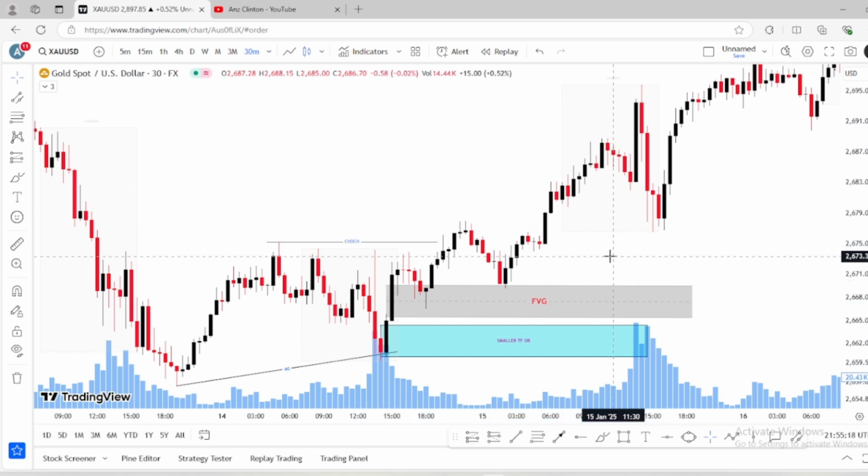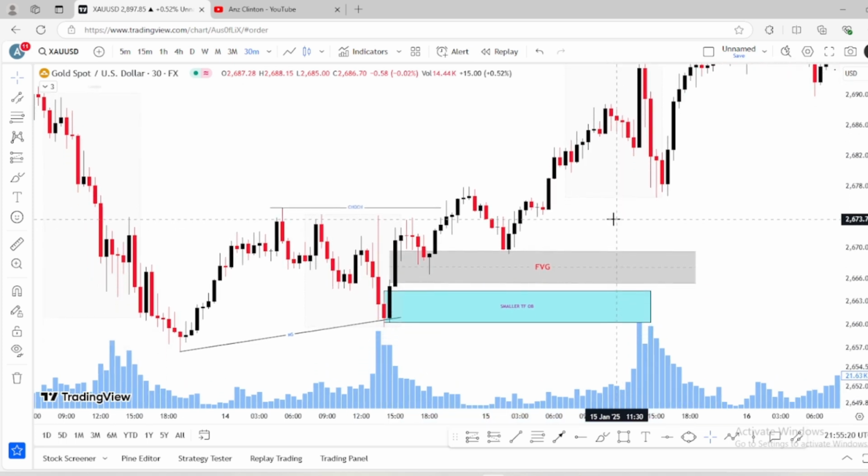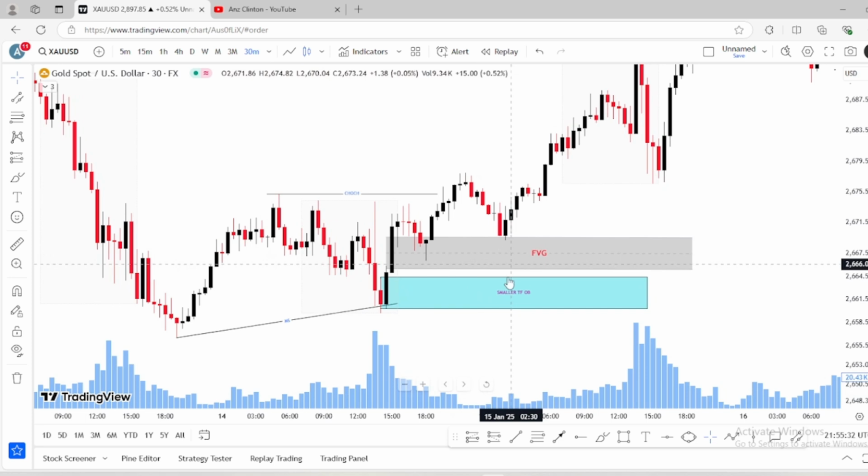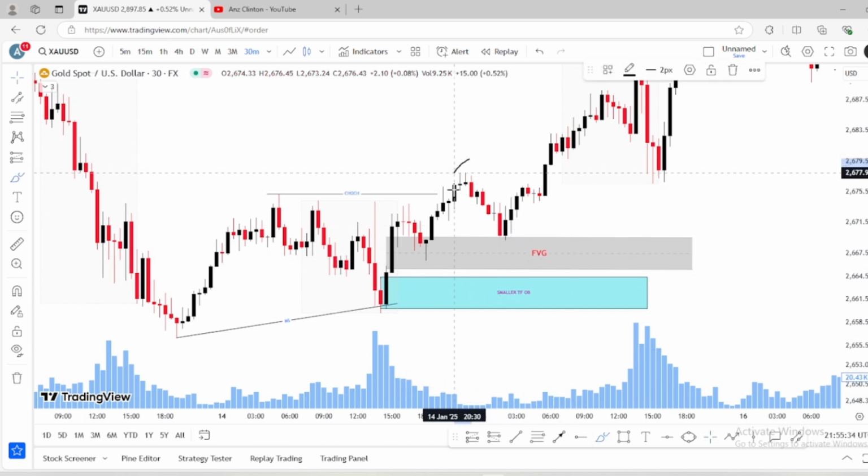Okay, anytime price reacts to a fair value gap and changes character, that means price is respecting the fair value gap. So what you should look out for next is your volume indicator. When we saw price pushing from here to the downside, look at the momentum of the volume indicator. It was a very, very small candle.